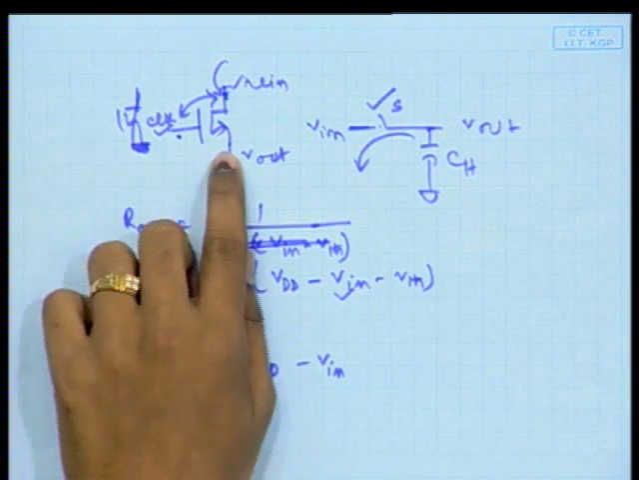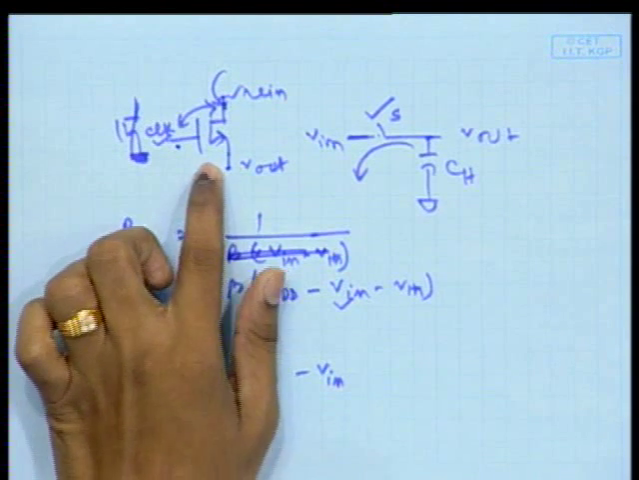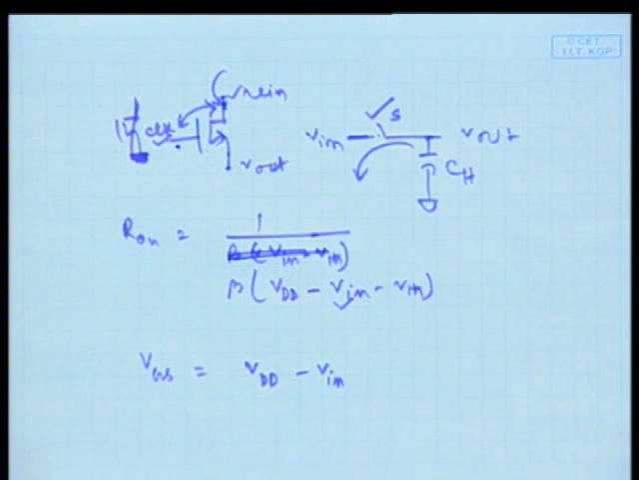But I am not showing the bulk condition over here. For NMOS, obviously, you don't have the option to connect the bulk separately. But in PMOS, you can. But forget about that.